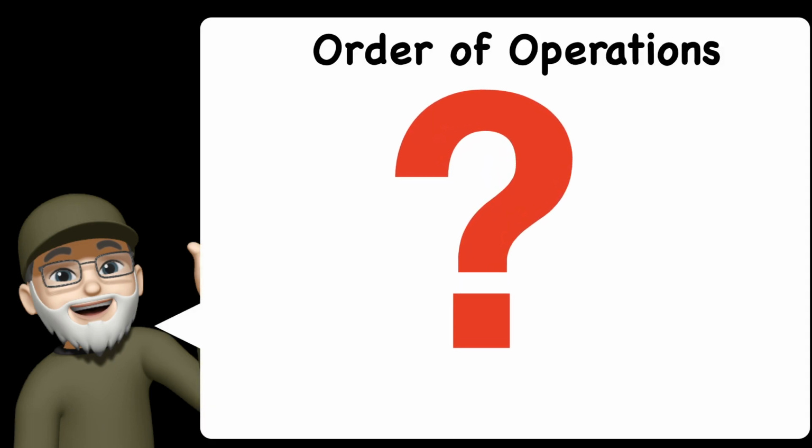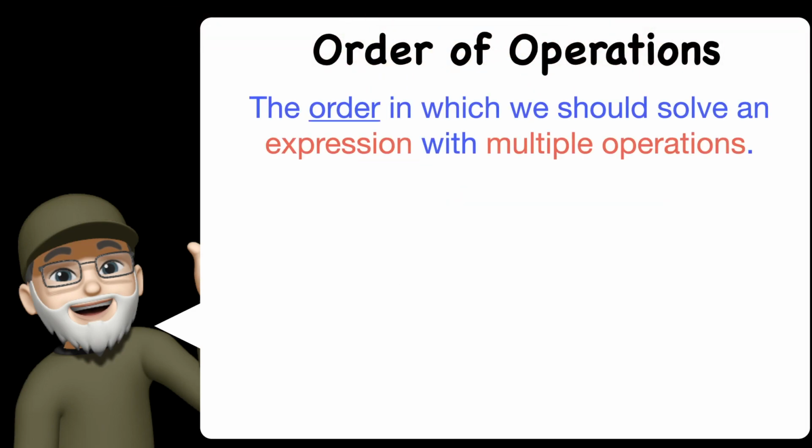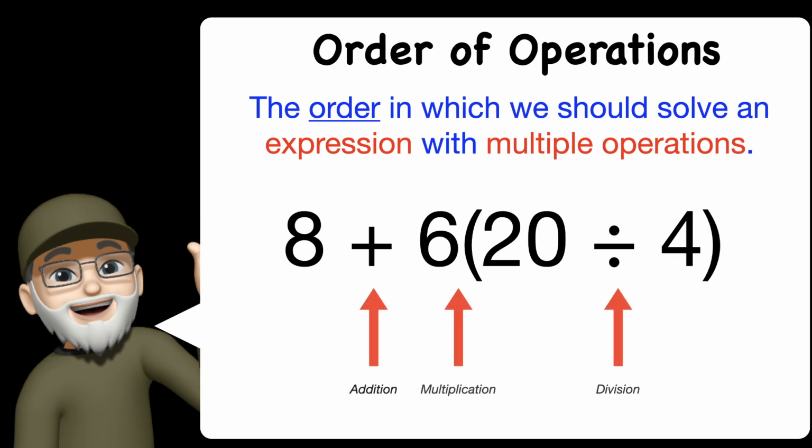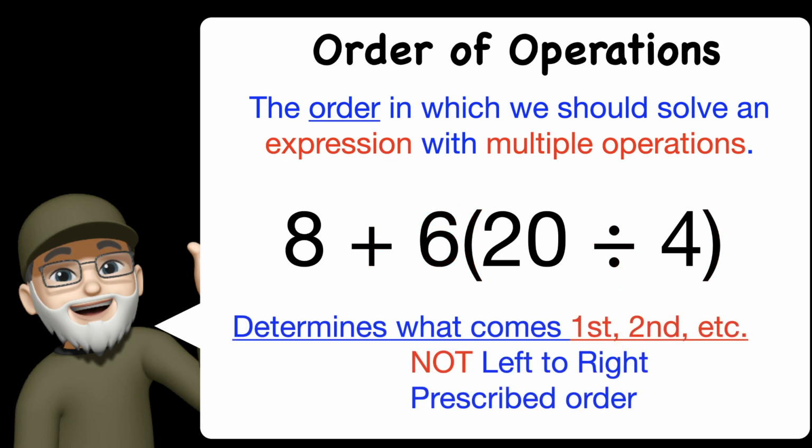What is the order of operations? The order of operations is the order in which we should solve an expression with multiple operations. For example, 8 plus 6 times (20 divided by 4) is an expression that has multiple operations. We have addition, multiplication, and division in this expression. Order of operations helps us determine what we do first, second, and third.